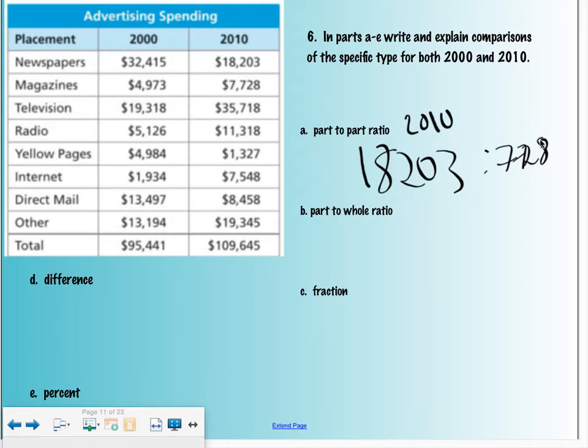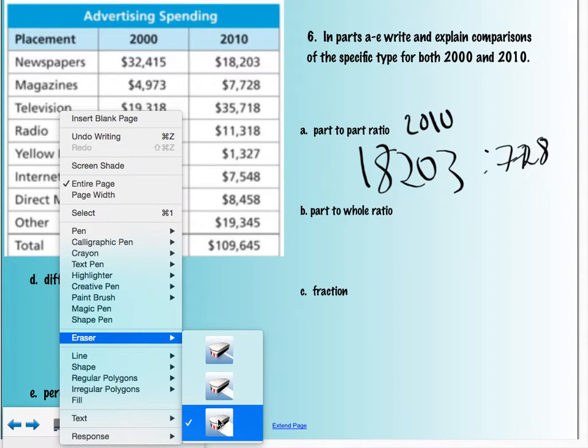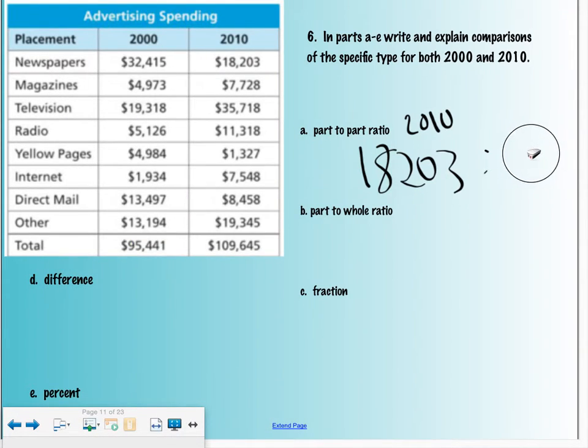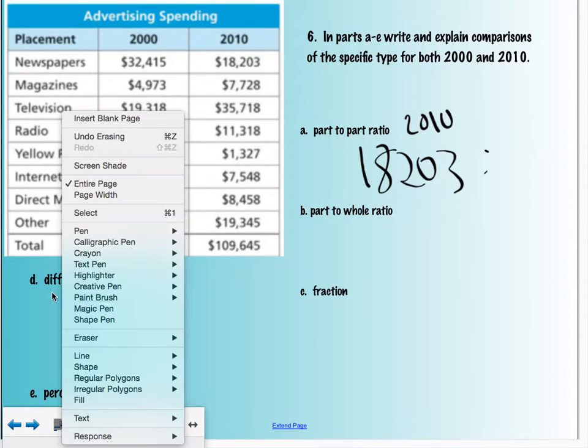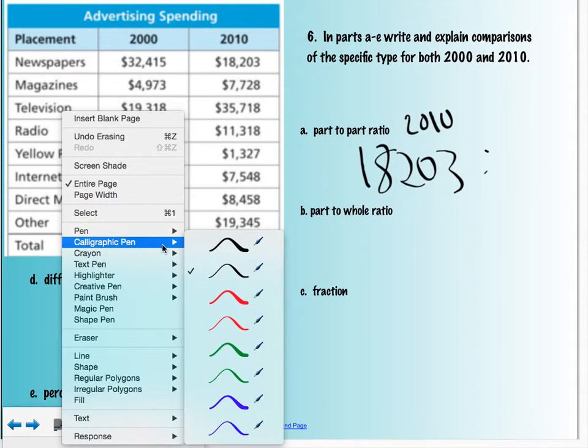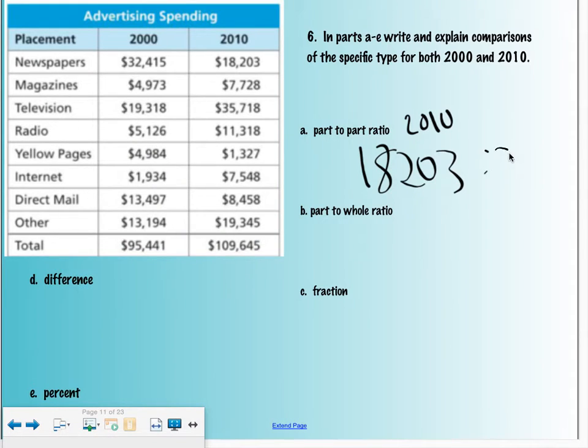Out of every 18,203 people, 7,728 people like magazines. Is that out of 18,203 people? No, for every 18,203 people who get the newspapers, 7,728 get magazines. So this is the amount of money spent.